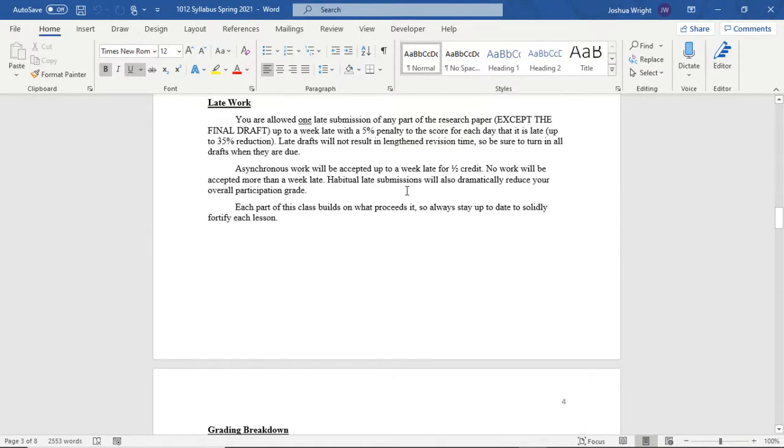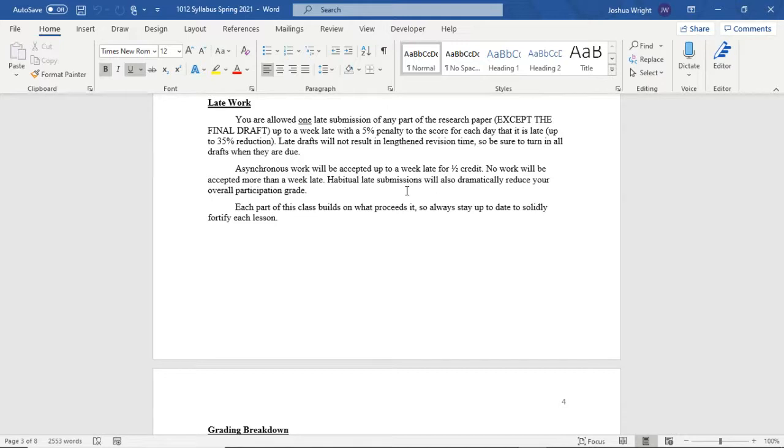You are allowed one late submission of any part of your research paper except the final draft. I will accept no late submissions of the final draft. I've given myself the absolute minimum time that I can possibly grade everybody's paper in. So if you turn in a late draft of the final paper, I won't have time to grade it, and it's as simple as that. So the annotated bibliography, the first draft, the second draft, any one of those submissions you can turn in late, but not the final.